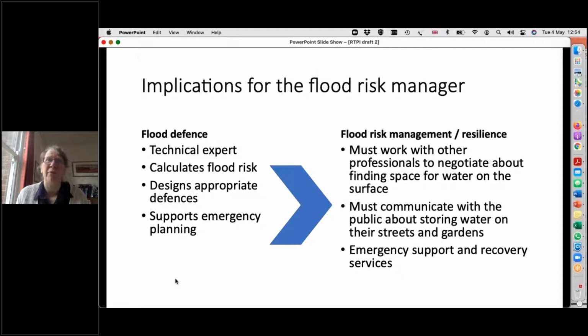Under flood risk management and flood resilience, there's a real shift here. Rather than somebody who's happiest with their calculator, the flood risk manager of today needs to be a much more personable, political, diplomatic communicator. Firstly, they need to work with other professionals to negotiate about finding space for water on the surface in all sorts of different locations, both the upland agricultural locations and all sorts of locations through cities and indeed in the floodplain.